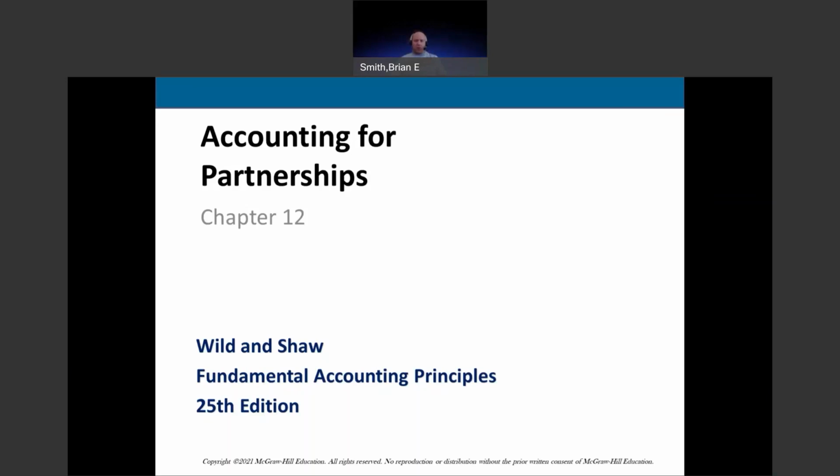All right, there we go. Okay, so accounting for partnerships, this is a lot similar to what we're used to doing with accounting for sole proprietors that we've been doing pretty much from chapters 1 through 10, actually 11. We've been focusing primarily on accounting for sole proprietors, but now we're going to start looking at partnerships, okay?